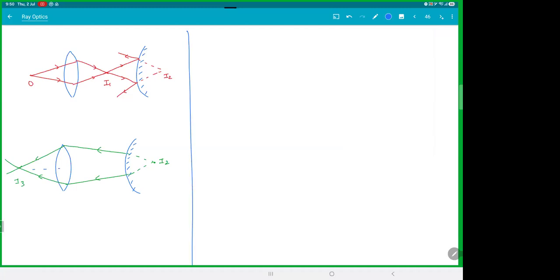Now, we'll ask one at a time. The light rays are going from the object, so you follow the light rays. First we'll ask the lens. Lens is L here. Object is here. I1 is here. So we know who is the object and who is the image. First thing, what is the direction of light rays? Light rays are going from left to right. So this is the direction of light rays, and we will take that as positive.